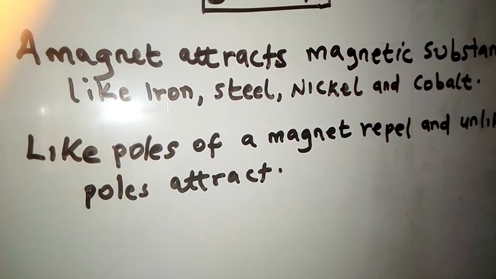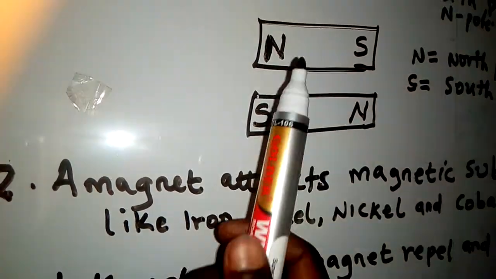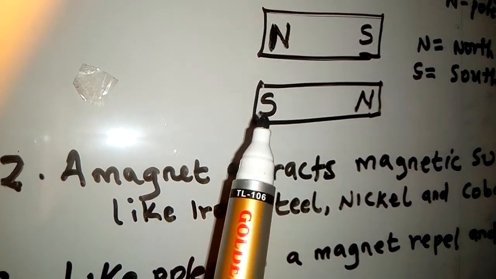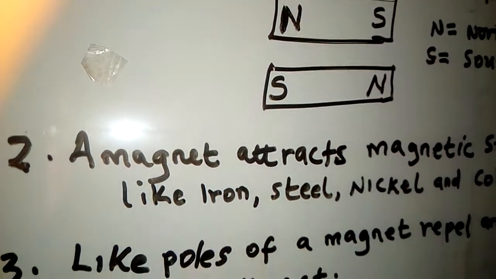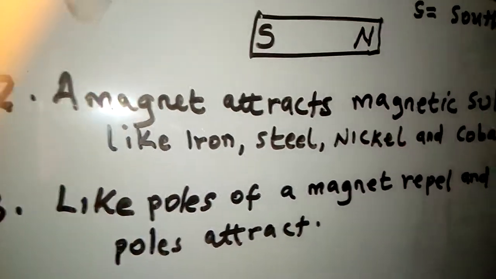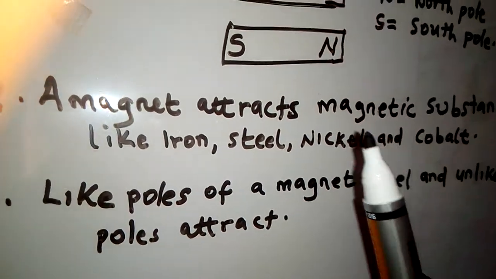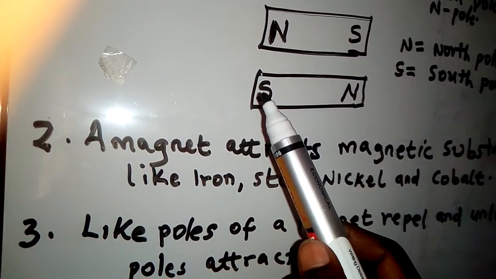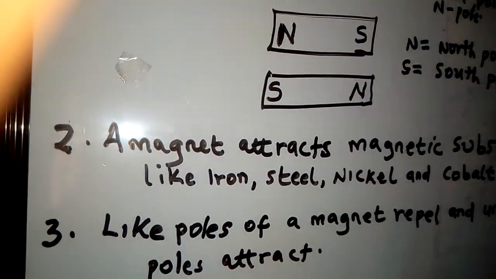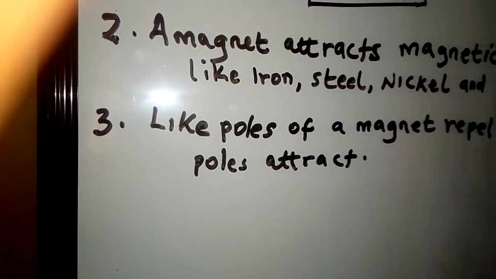What do you mean by like poles? The word like means similar. Similar means if you bring the north and the north near each other, or you bring the south near the south, then you expect them to do what? You expect them to repel. See? But if you bring unlike poles, unlike means they are not the same. North, south, you bring it near north. The south of this magnet near the north of the other one. They will end up what? Attracting. So that one is point number 3.